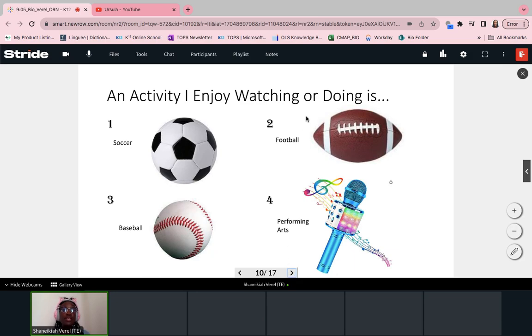And our last one, what's an activity that you enjoy watching or doing? Number 1, soccer. 2, football. 3, baseball. 4, performing arts. Or is it something else? Is there something else that you'd like to share? Okay. Thanks for taking the time to do that. And I would really like to see your answers.